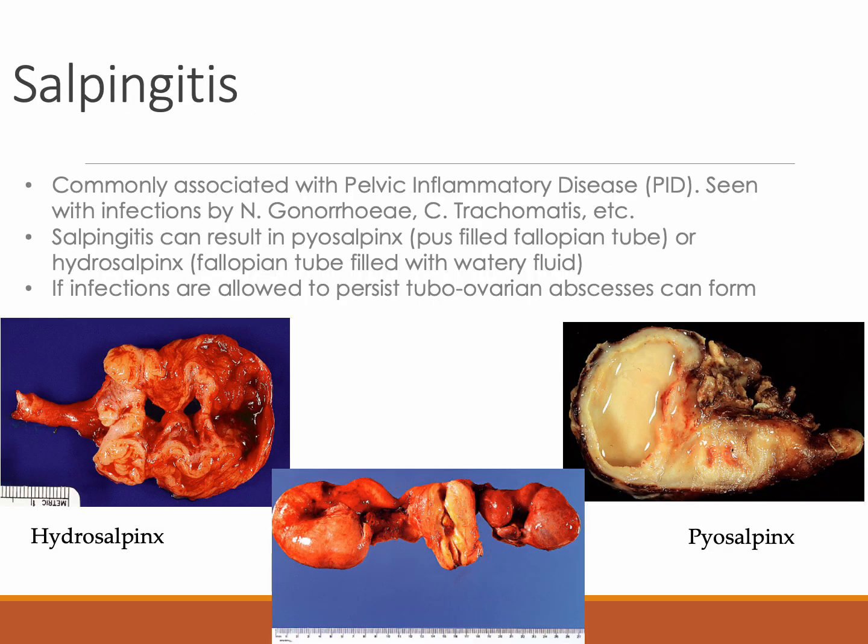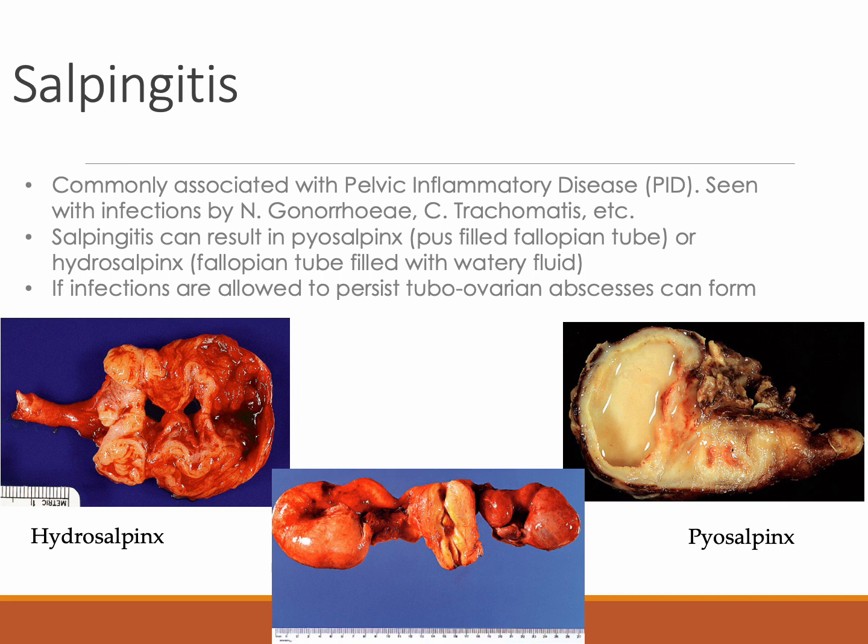So fallopian tubes might also be affected as a result of infection. We talked about pelvic inflammatory disease last week, which is a disease typically starting with a lower reproductive tract infection, making its way up to the upper reproductive tract, seen with things like gonorrhea or trichomoniasis. This can result in two types of manifestations. You can either get a pus-filled ovary or fallopian tube, or you can get a hydrosalpinx, which is going to be a water-filled one.